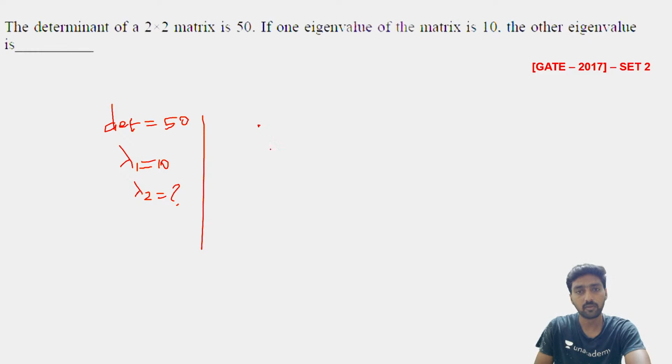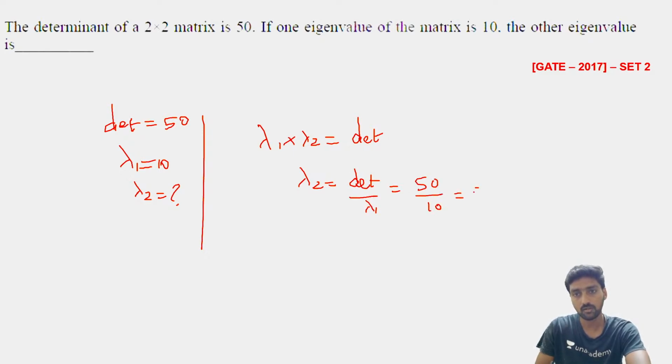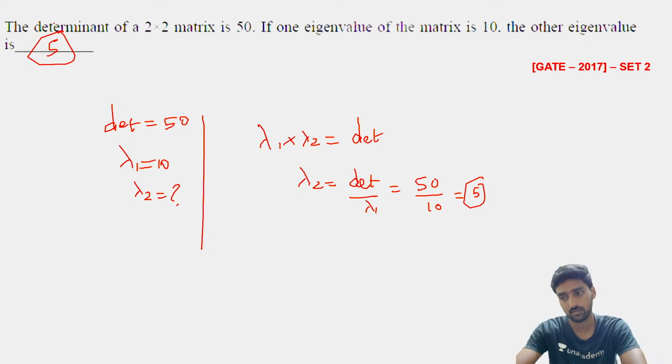We are aware of it. The product of the eigenvalues is equal to the determinant of the matrix. It's a property of eigenvalues and eigenvectors. Therefore, lambda 2 is equal to determinant divided by lambda 1. It's 50 divided by 10, which is equal to 5. So 5 is the right solution for this question.